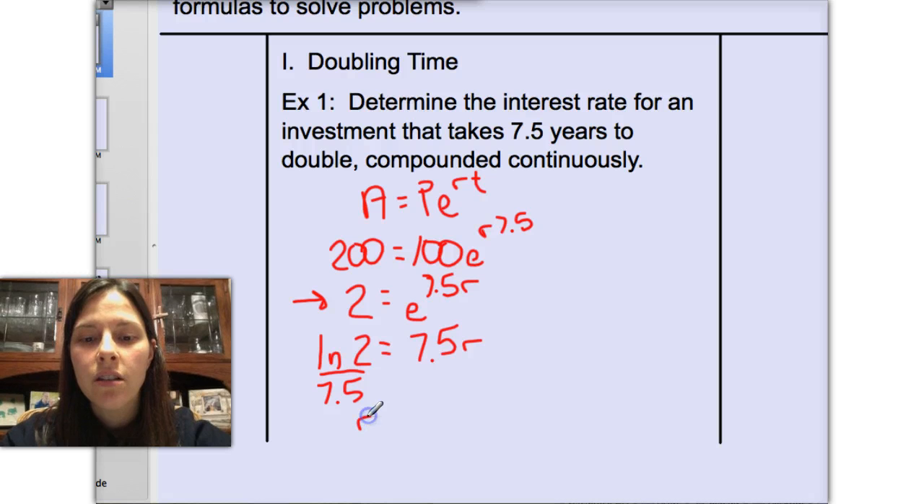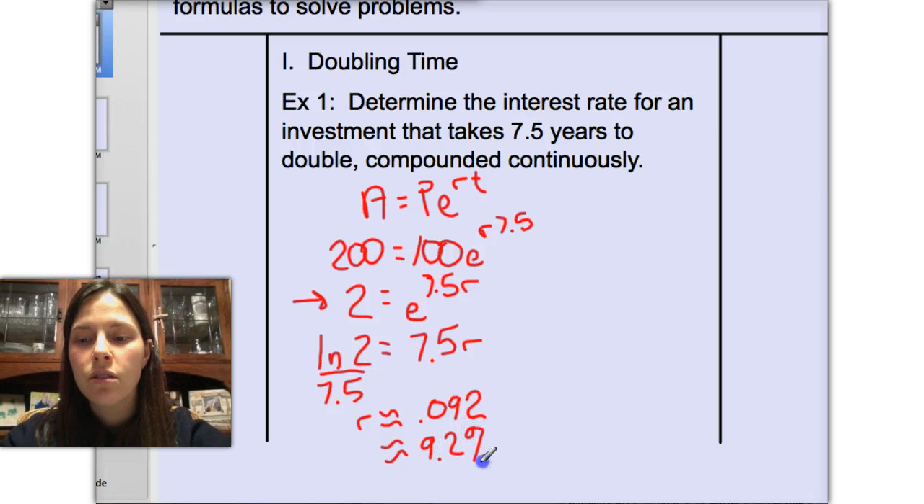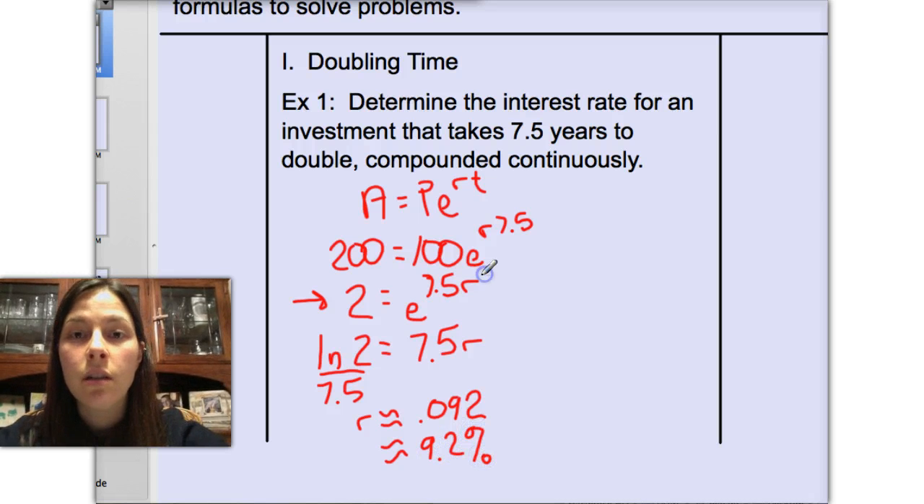So you can punch that in your calculator to get your approximate rate, which is about 0.092 rounded to the nearest thousandth, or converting it back to a percent, 9.2% interest rate will cause our account to double no matter what the initial investment was. It will double in 7.5 years.